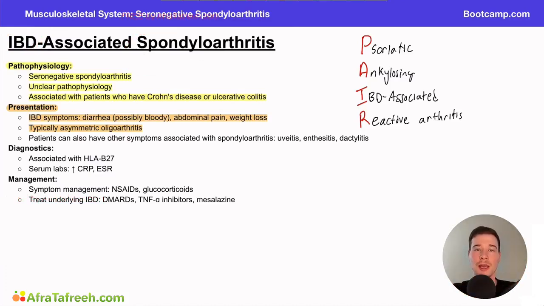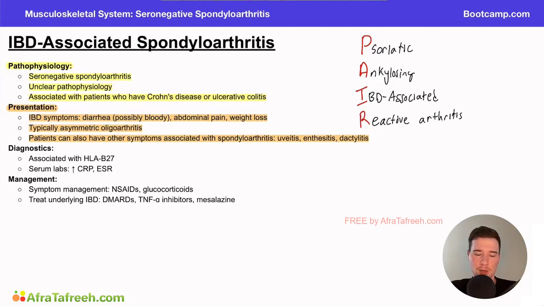And so in addition to the GI symptoms, these can also have some other symptoms, including uveitis, enthesitis, which again is the inflammation at the point where the tendon connects to the bone. Classic one is the Achilles tendon insertional point. We talked about this as an insertional tendinopathy, and dactylitis, which is kind of where you get the swelling or sausage-like fingers of your digits.